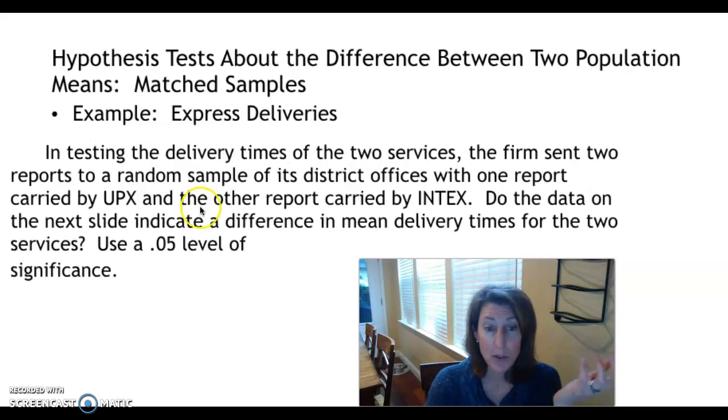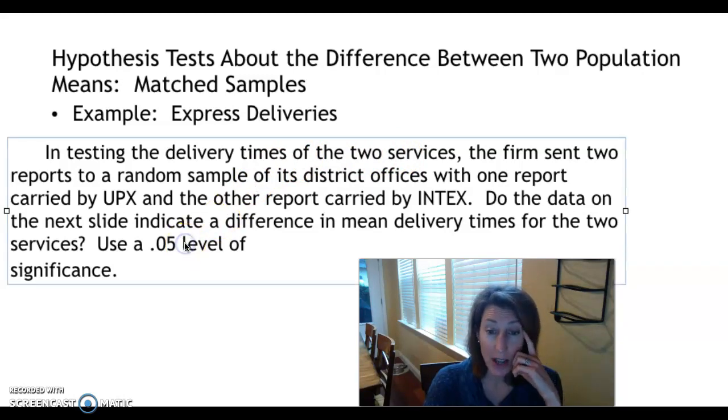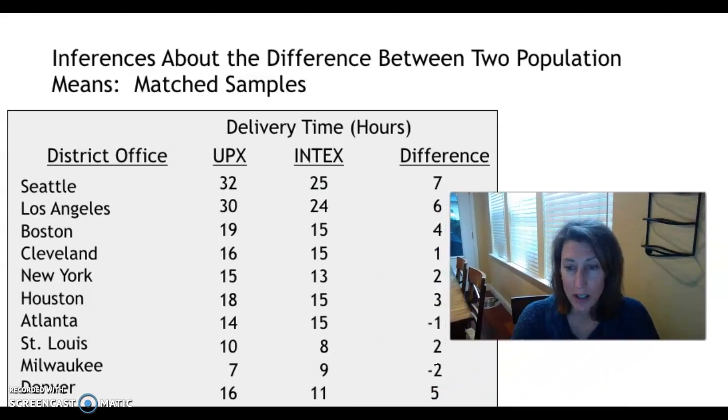And then we want to do some sort of testing. So we look at the delivery times of the two services. And so they're going to the same offices. That's the key here. And we're going to do it at the 0.05 significance level. So I think it'll become more clear when I show you what it looks like here.